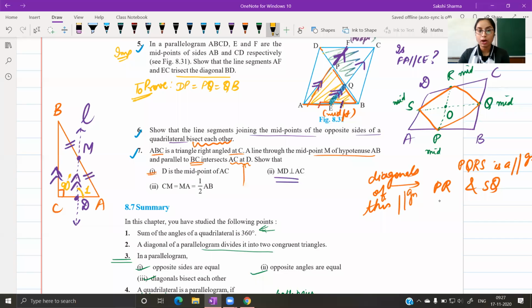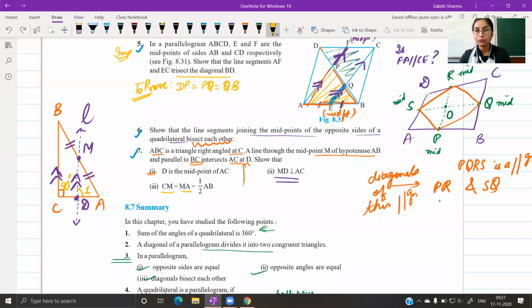And then finally, you have to prove that CM equals MA equals half of AB. The second part is true. MA is half of AB because M is the midpoint of AB. M is the midpoint of AB, so MA is half of AB. You have to prove the first two segments equal to each other, CM and MA.